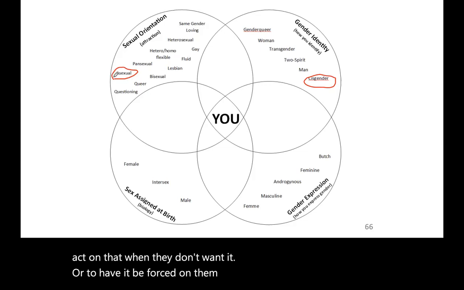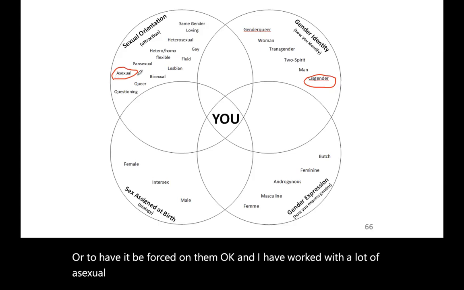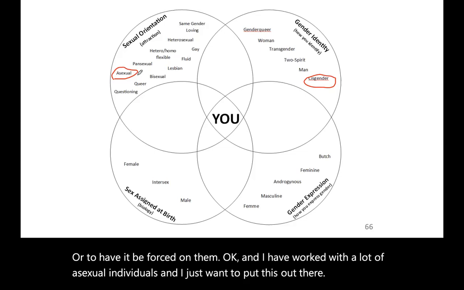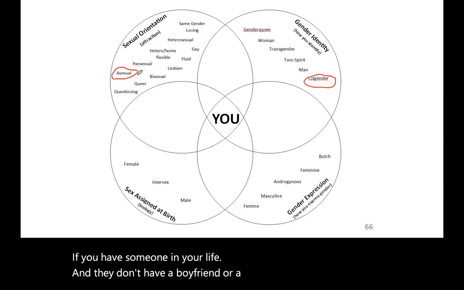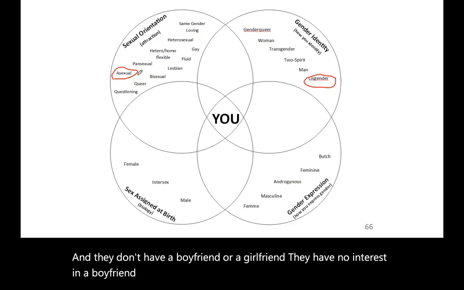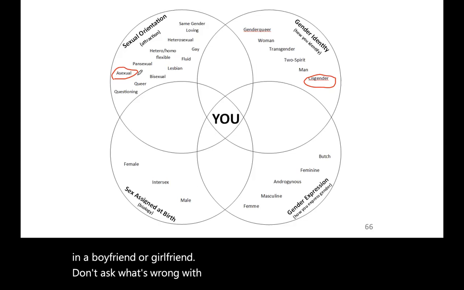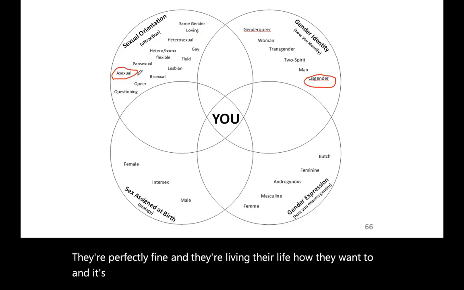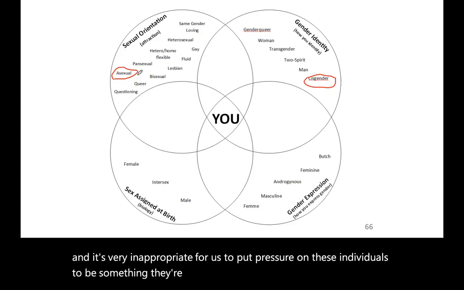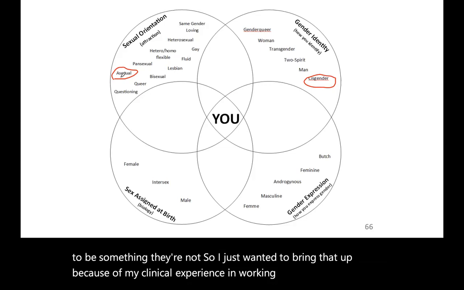Okay. I have worked with a lot of asexual individuals, and I just want to put this out there. If you have someone in your life and they don't have a boyfriend or a girlfriend, they have no interest in a boyfriend or girlfriend, don't ask what's wrong with them. There's nothing wrong with them. They're perfectly fine and they're living their life how they want to. It's very inappropriate for us to put pressure on these individuals to be something they're not. I just wanted to bring that up because of my clinical experience working with individuals and gender issues.